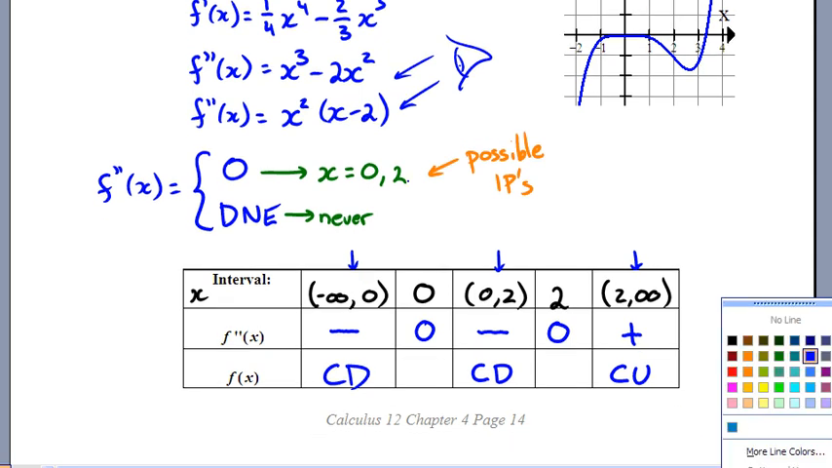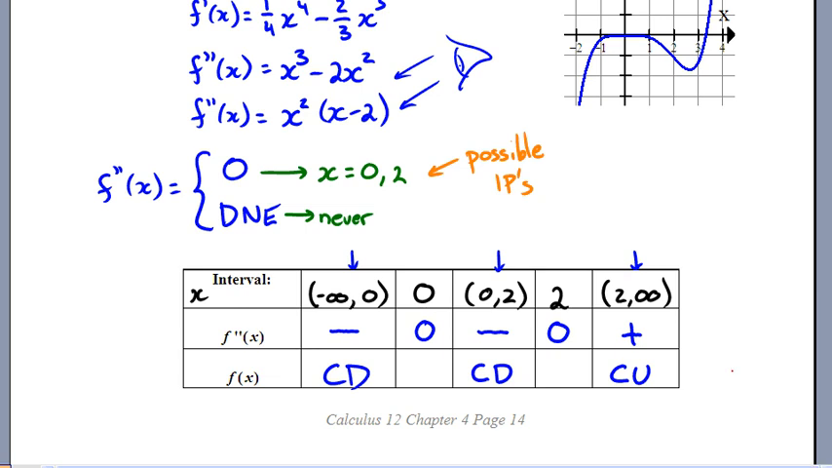All right, well, one of these is an inflection point, and one of them is not. So remember, 0 and 2 were just possible inflection points. And it turns out this first value is not actually an inflection point because the concavity didn't switch. From here to here, it just stayed negative. From here to here, though, it did. So we do have an inflection point at 2. So yep, that spot right there is an inflection point, but not that first one.